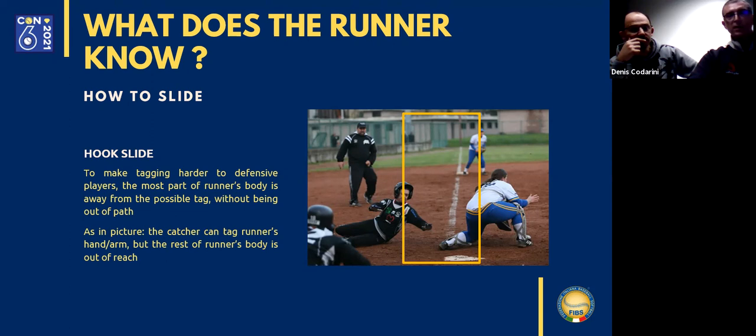This yellow square shows the legally accepted 1 meter base path. The base runner's arm is still within reach, but not the majority of her body. This is known as a hook slide.